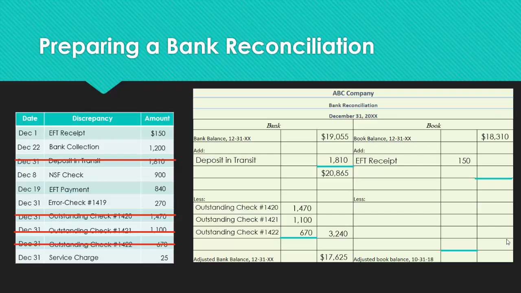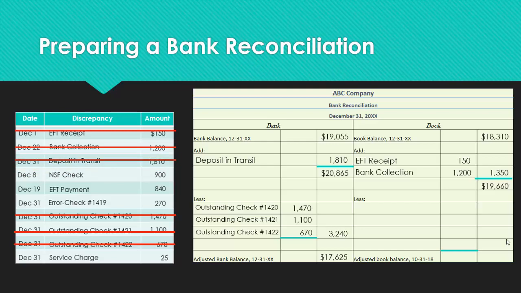A bank collection on our behalf is going to increase our cash balance. So let's put that in for $1,200. And in total, we got $1,350 worth of things that the bank knew about, which is going to increase our cash balance that we have not accounted for on our books yet, bringing us to a subtotal of $19,660. And let's cross those off and see what we got left.